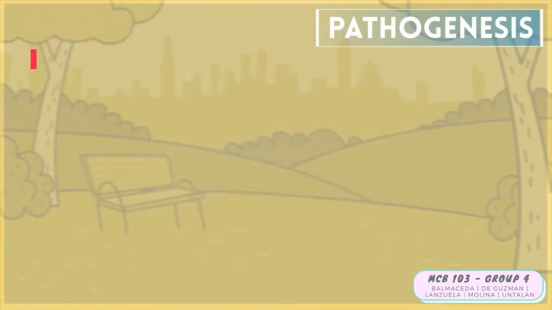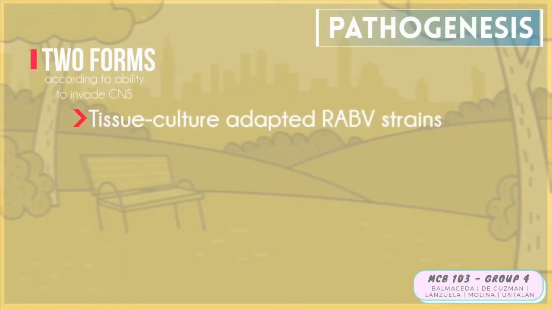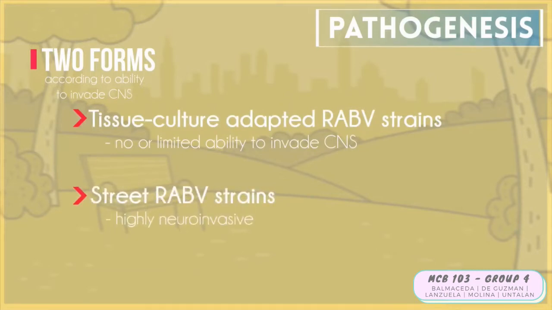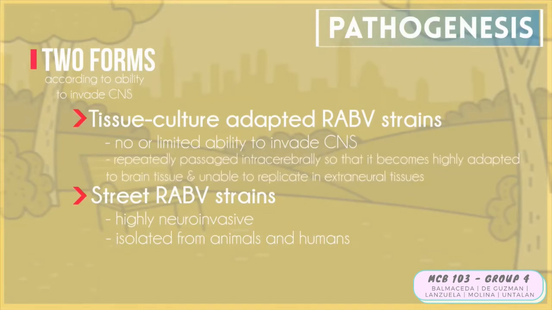The rabies virus is divided into 2 forms according to their ability to invade the central nervous system. Tissue culture adapted RABV strains have no or limited ability to invade the CNS, whereas street RABV strains are highly neuroinvasive. Street viruses are those isolated from animals and humans, while tissue culture adapted viruses or fixed strains are those repeatedly passaged intracerebrally so that it becomes highly adapted to brain tissue and then able to replicate in extraneural tissues.